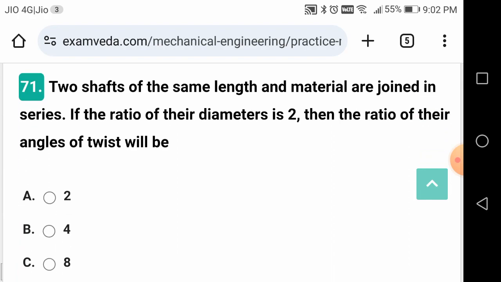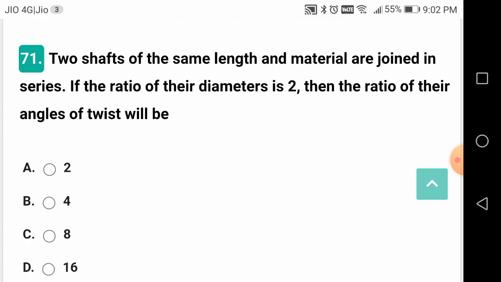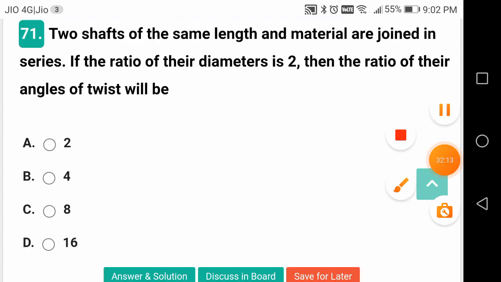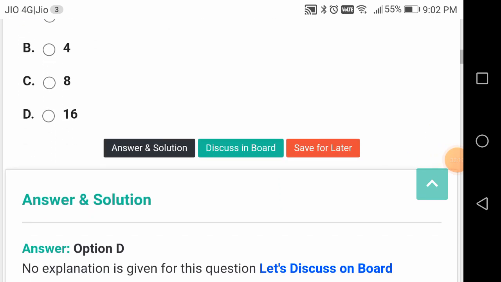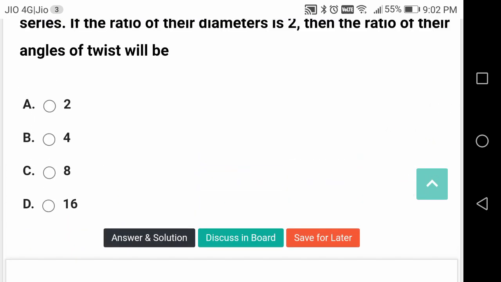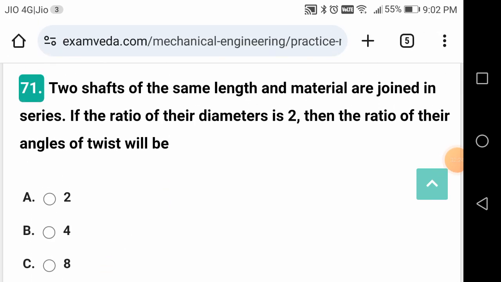The two shafts of same length and metal are joined in series. If the ratio of their diameters is 2, the ratio of their angles of twist must be how much? Let us see the answer. Then we will see the reason for that. D, 16. It is going to be proportional to D to the power of 4, friends. 2 to the power of 4, that means 16.